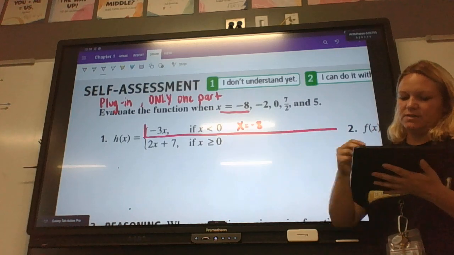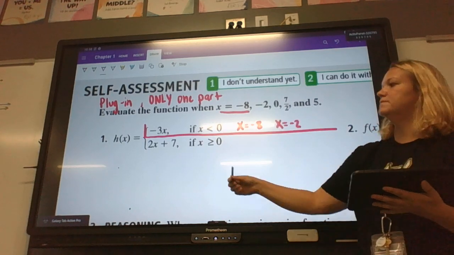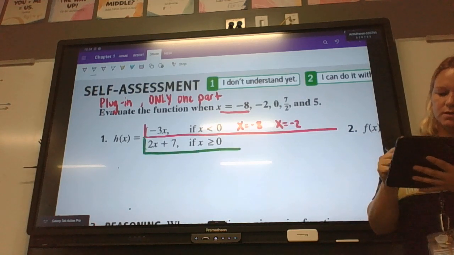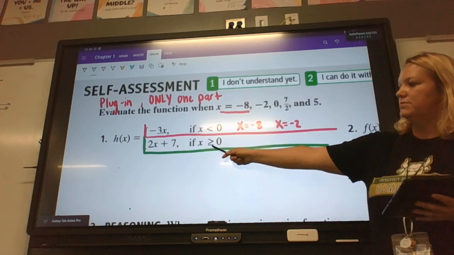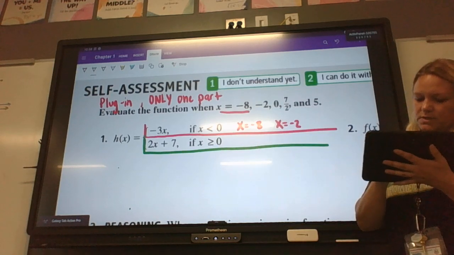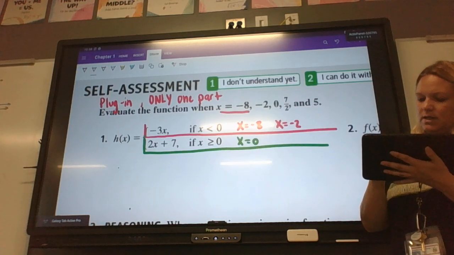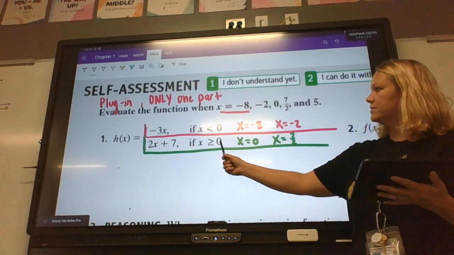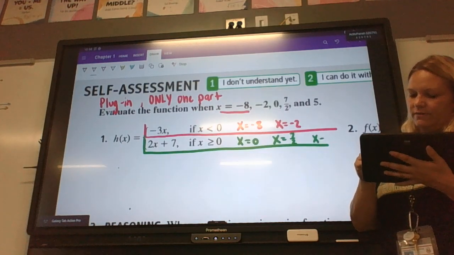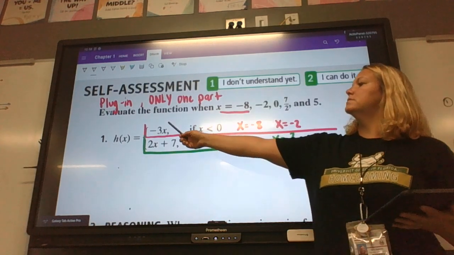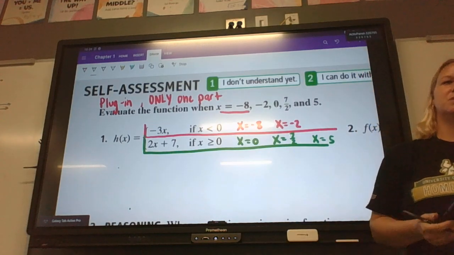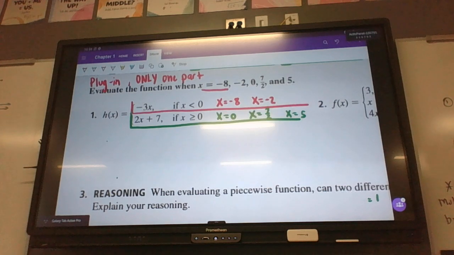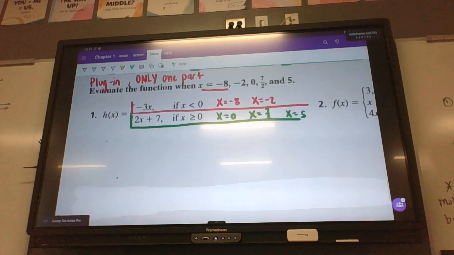-2 is also less than 0, so I'm going to do x equals -2 into the top part. 0 perfectly equals 0, so I'm going to do x equals 0 into the bottom part. I'll do 7/2 in the bottom part because that x value is greater than 0. And I'll do 5 into the bottom part. So 2 end up being in the top, and 3 x values end up being in the bottom. I know it looks crazy for a while, but all right, let me do the work.